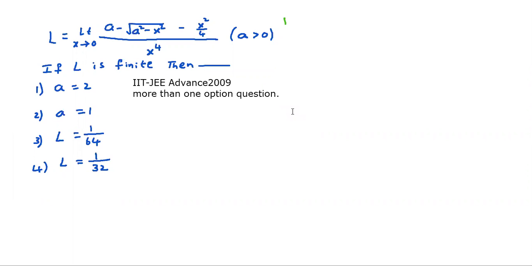Sir, the question, IIT JEE Advanced. If you apply the limit here, as x tends to 0, this is root a square minus a, which is 0, so you get 0 by 0 form. So you can use L'Hospital here.